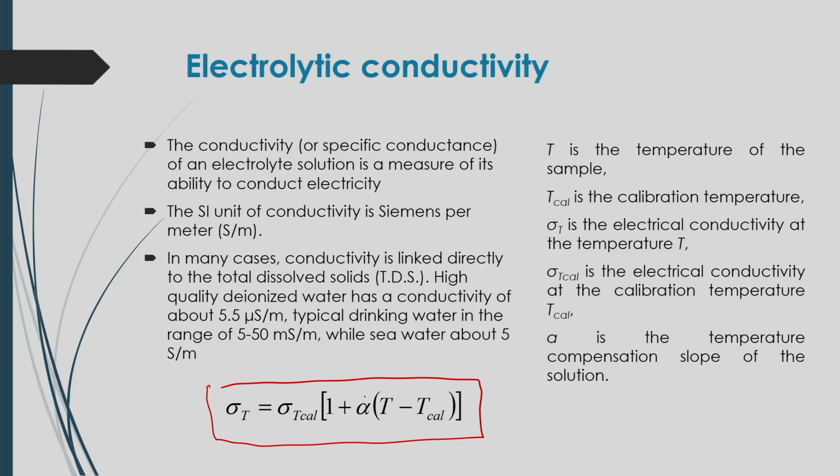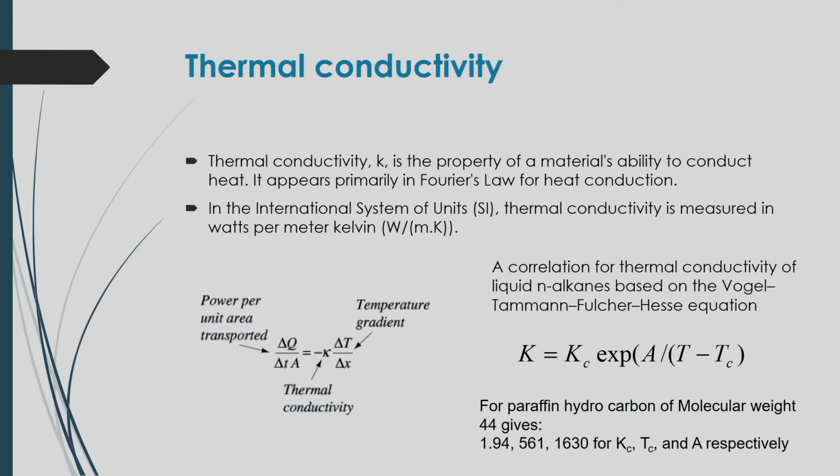In this case, alpha is one parameter, called the temperature compensation slope of the solution, that of course will be calculated based on your experimental observation for the process. Similarly, thermal conductivity is also one of the important variables based on which the process efficiency actually changes.